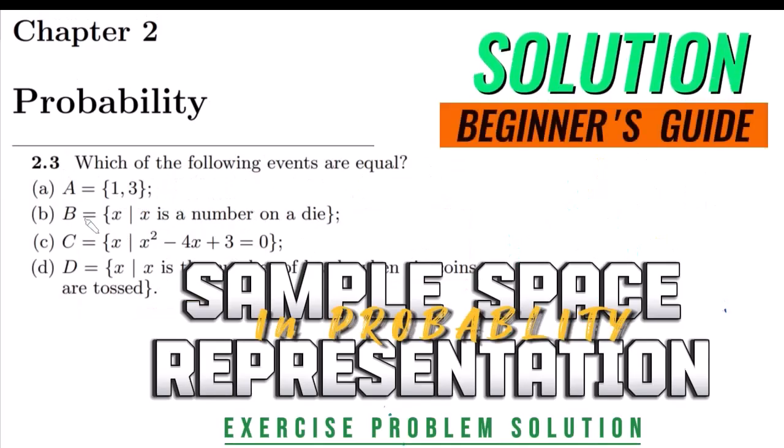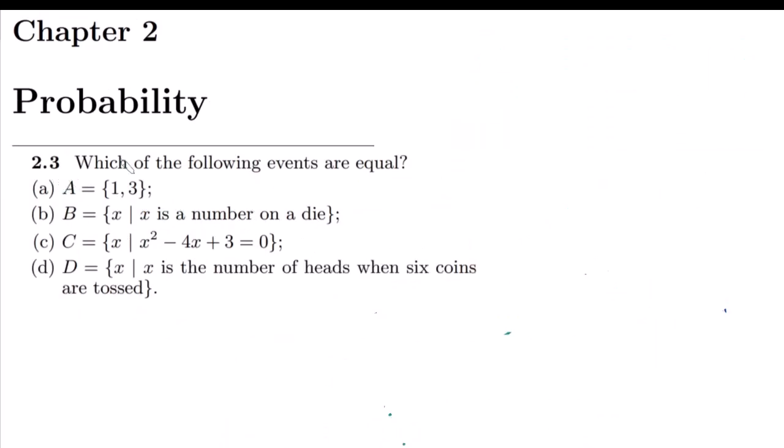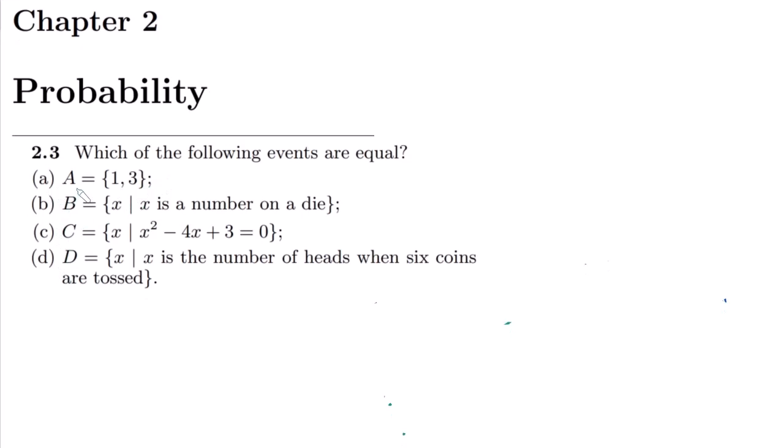Welcome back, guys. I hope all of you are fine. So this is question 2.3, and here we have to find which of the following events are equal. We have some events listed as parts A, B, C, D. In part A, the event A has been written explicitly, while in B, C, D we have statements and the implicit representation of the set.